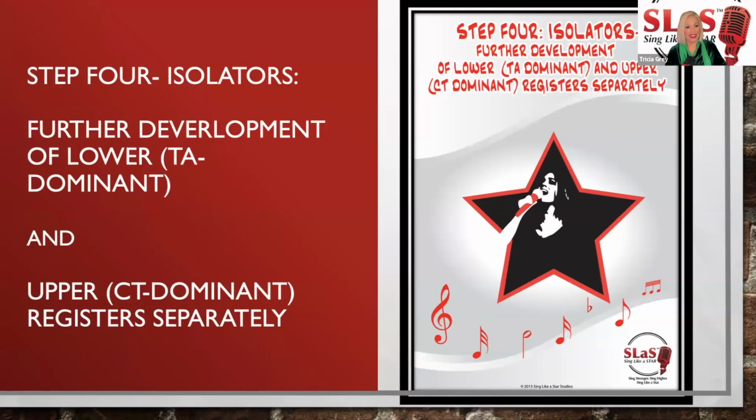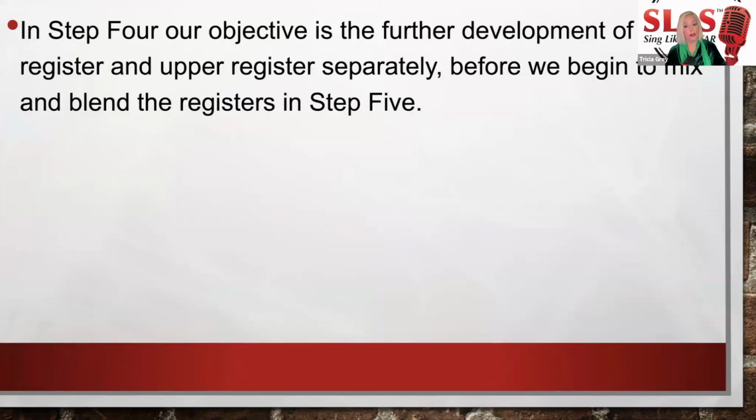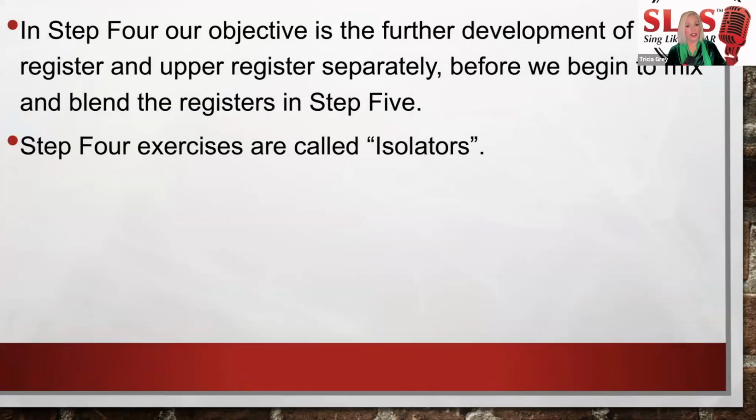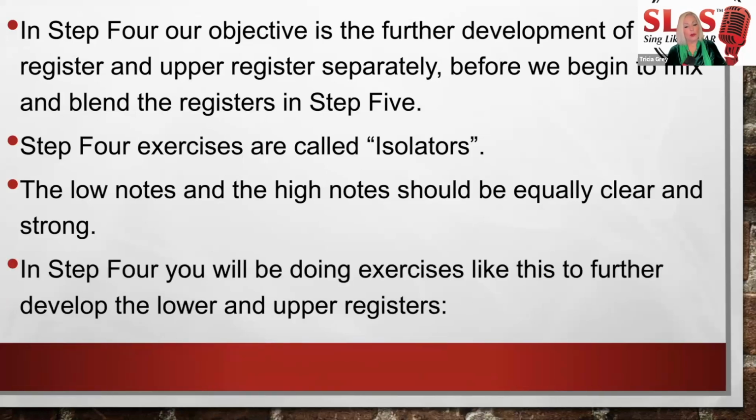Step 4. Isolators. Further development of the lower register, TA dominant, and the upper register, CT dominant phonation separately. In step 4, our objective is the further development of lower register and upper registers separately before we begin to mix and blend the registers in step 5. Step 4 exercises are called isolators. The low notes and the high notes should be equally clear and strong. In step 4, you will be doing exercises like this to further develop your lower and upper registers.